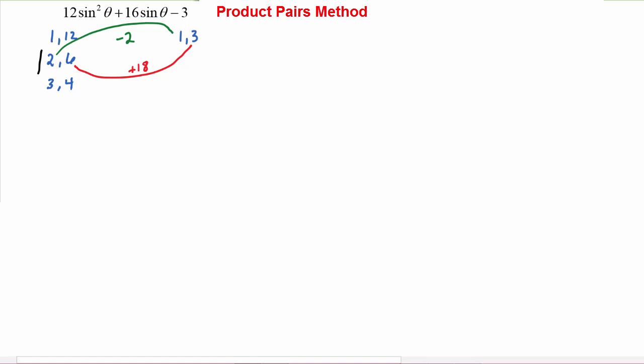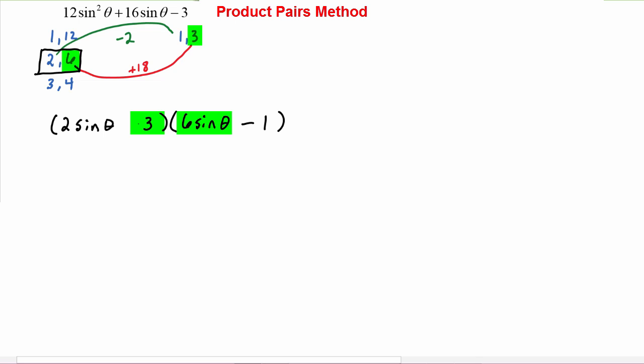So then we know that the coefficients of the sine are going to be 2 and 6. So we would come down here and write 2 sine of theta and 6 sine of theta. Attached to the 2, we need a 1. And that has to give us a negative 2, so we're going to need it to be 2 times negative 1. Attached to the 6 has to be the 3, so attached to the 6 here has to be a 3. We need that to give us positive 18, so we put a plus there.